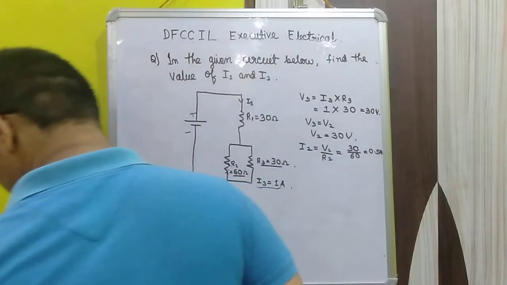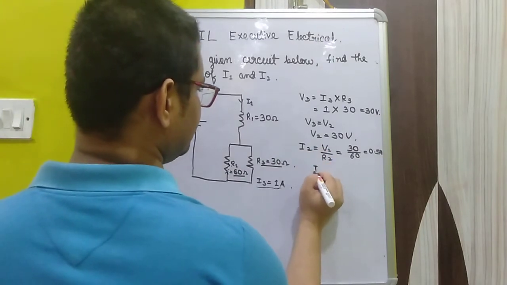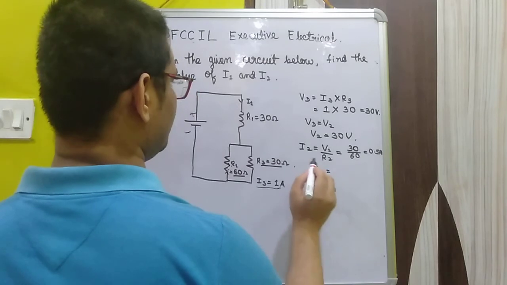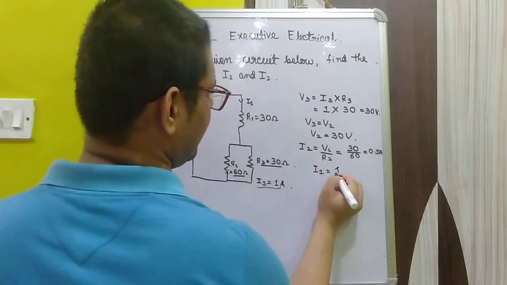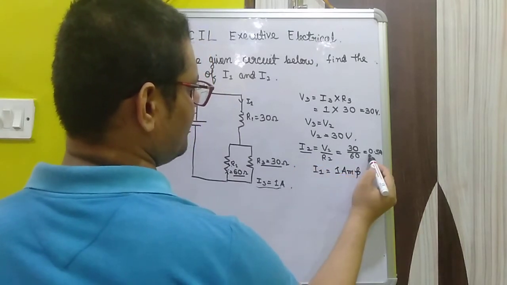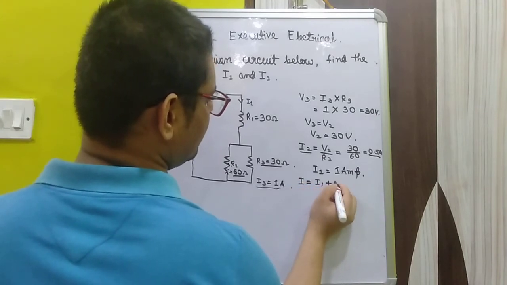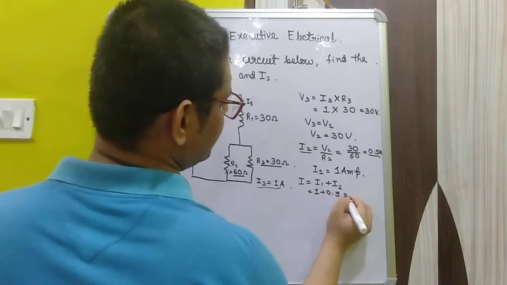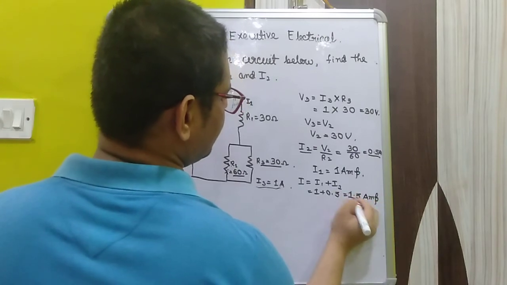Now we have to find I1. I1 is already given in the question, that is 1 ampere, and I2 is 0.5. So we just calculate the equivalent current. I is equal to I1 plus I2, that is 1 plus 0.5, that is 1.5 ampere. I hope it is clear.